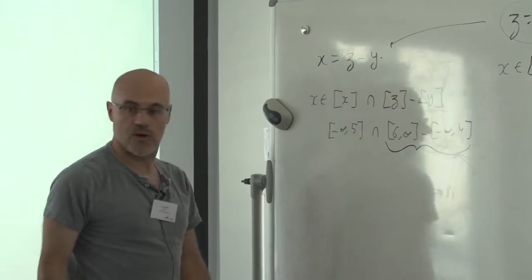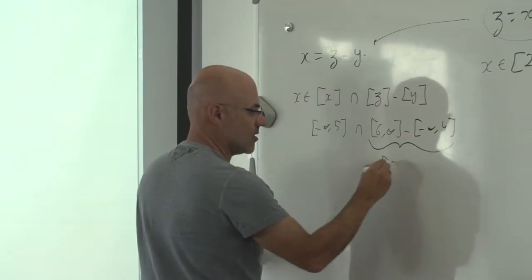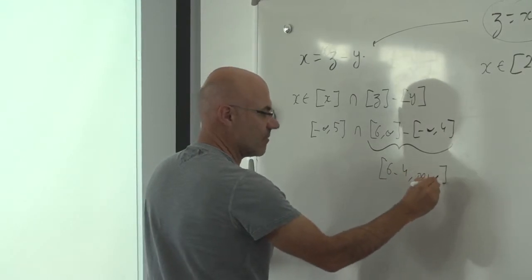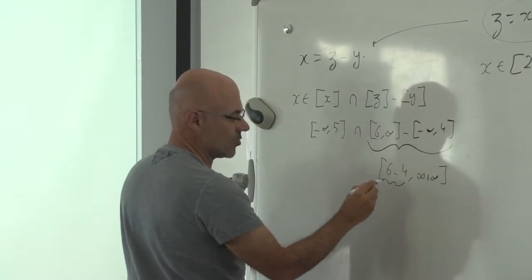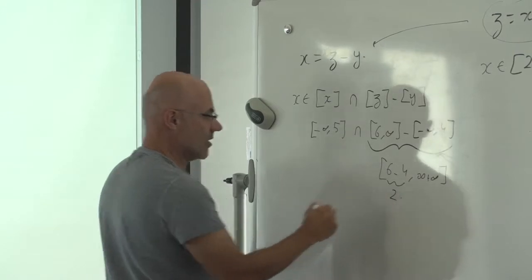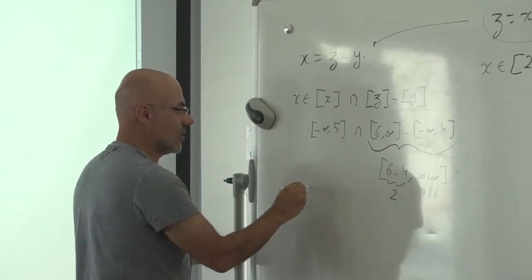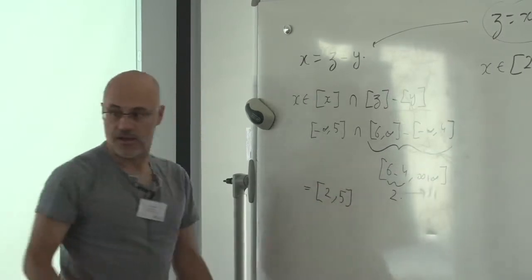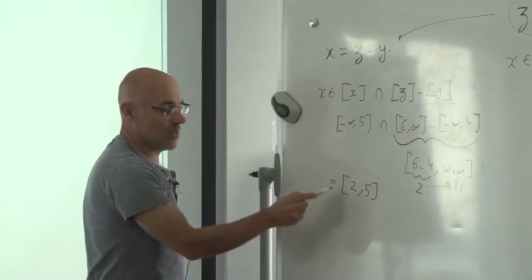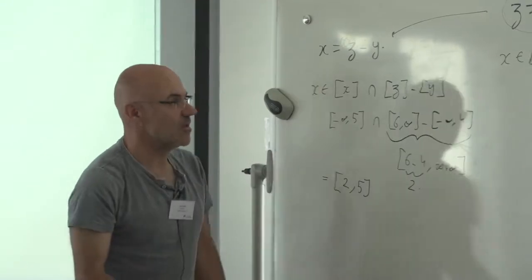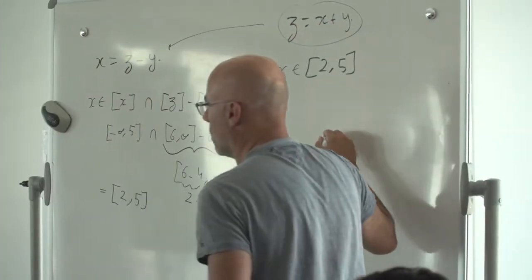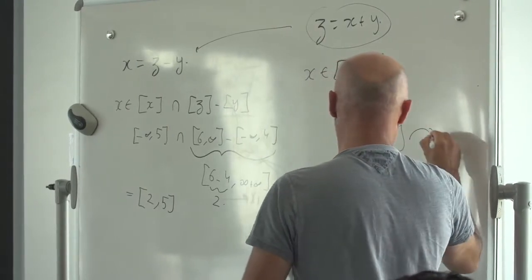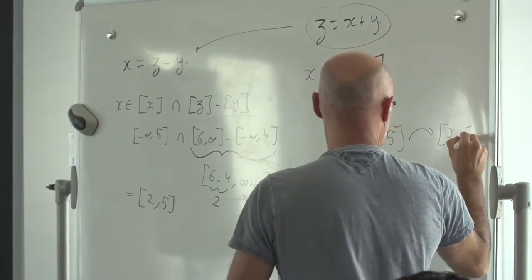This corresponds to what? To 6 minus 4, infinity plus infinity. This corresponds to 2. So if I intersect the 2, I will obtain 2, 5. It means that x belongs to 2, 5. So the interval minus infinity 5 has been contracted into 2, 5.